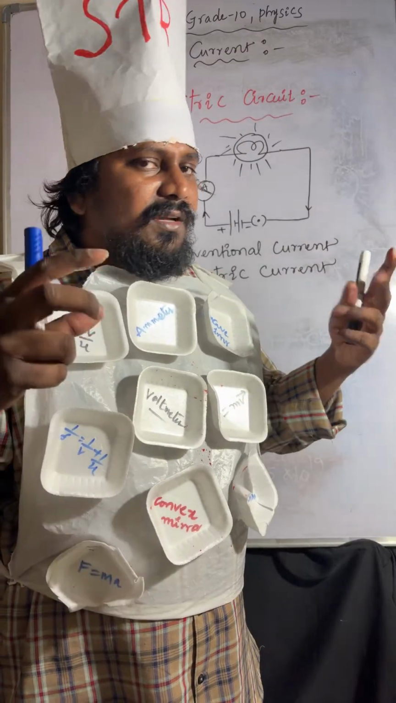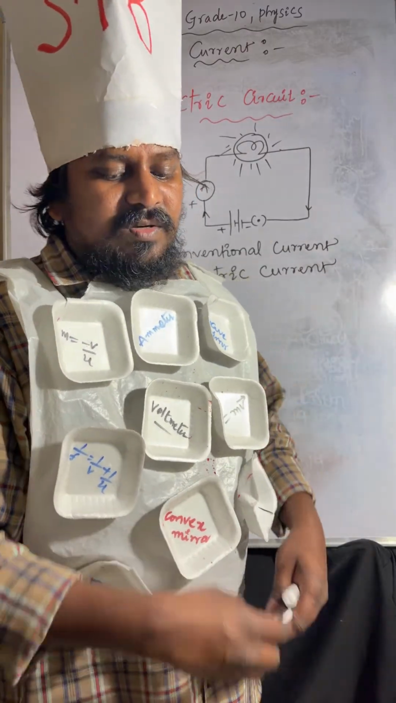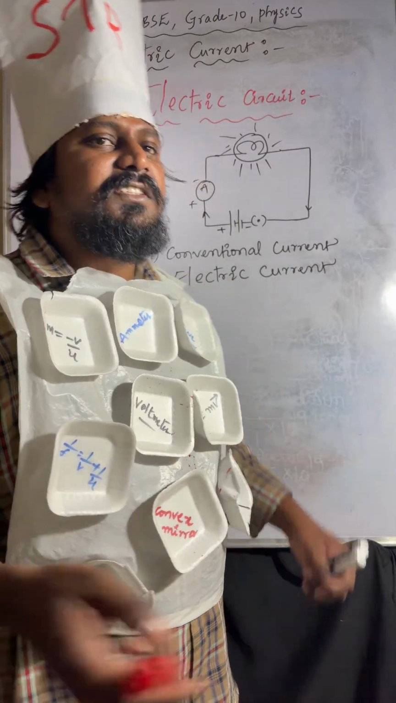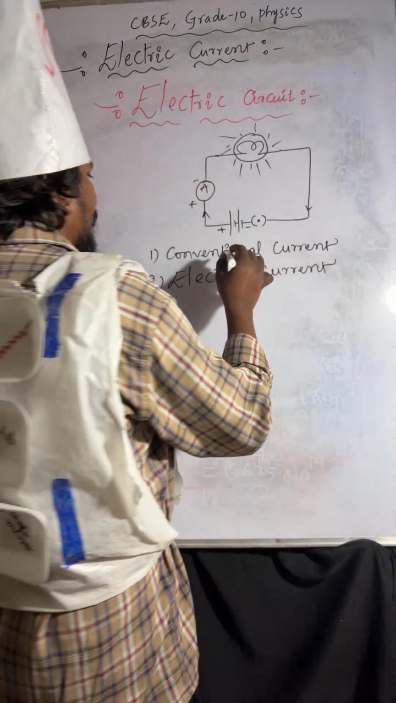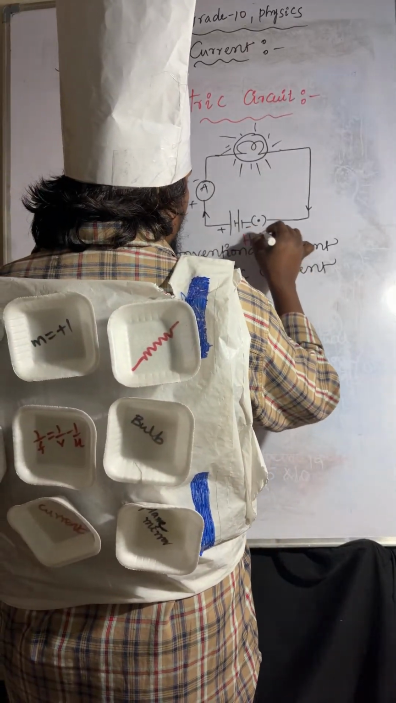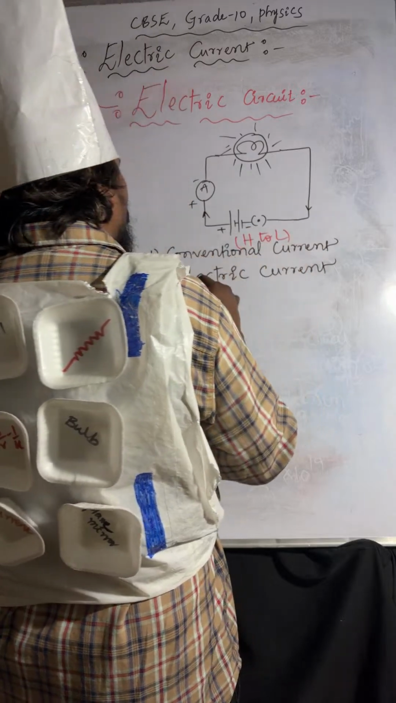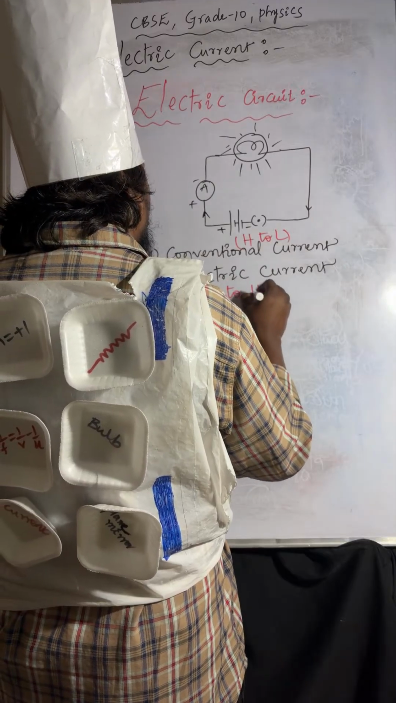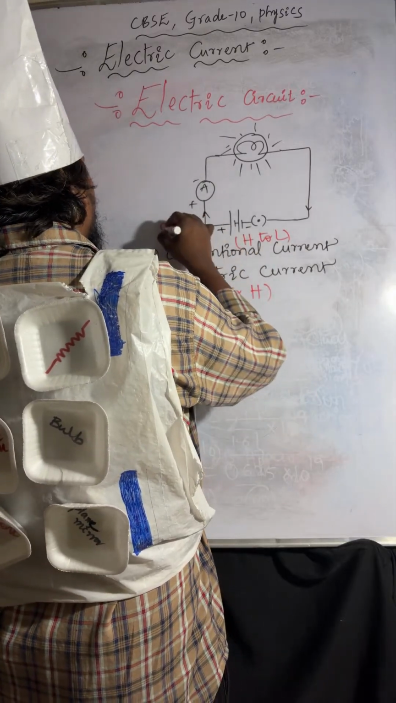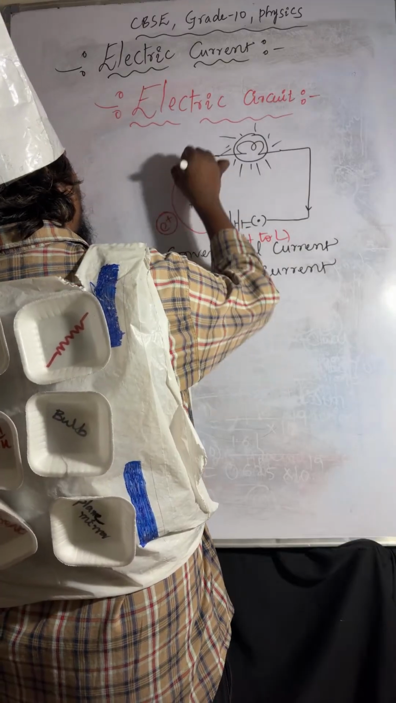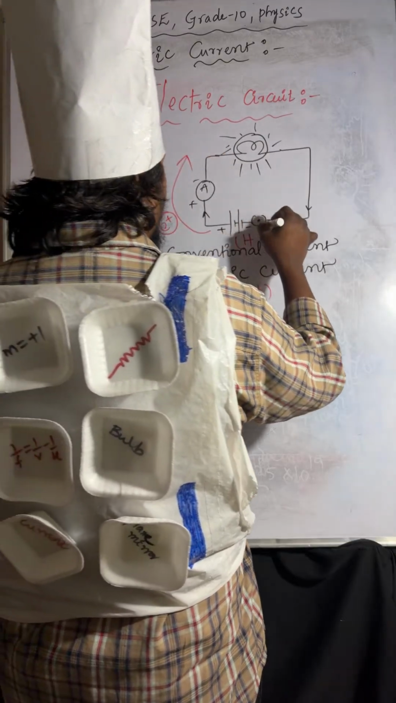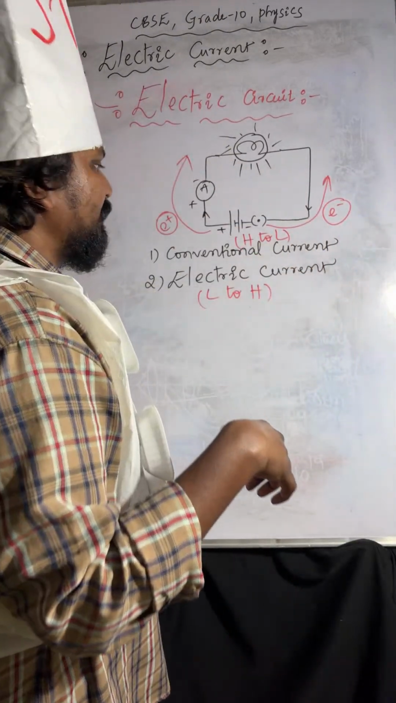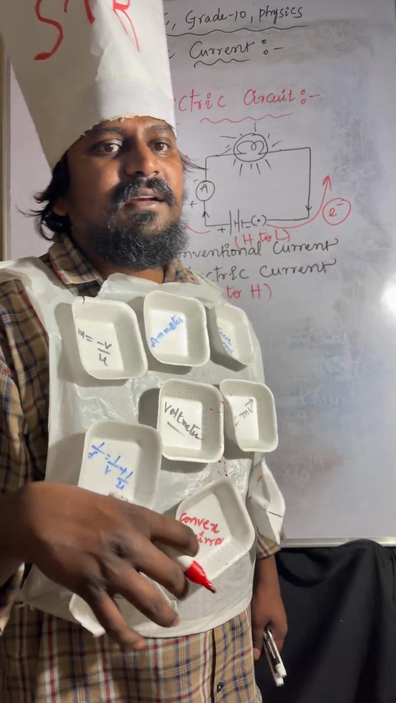The flow of positive charges is known as conventional current. Positive charges are moving from high potential to low potential, whereas electric current is moving from low potential to high potential. Positive charges are moving from the positive terminal to the negative terminal. Electrons are moving from the negative terminal to the positive terminal. Conventional current and electric current.